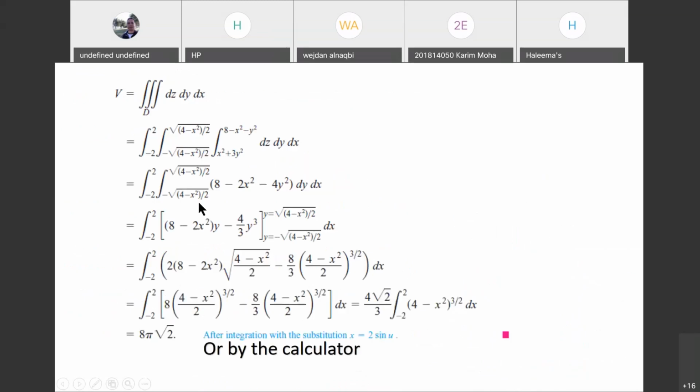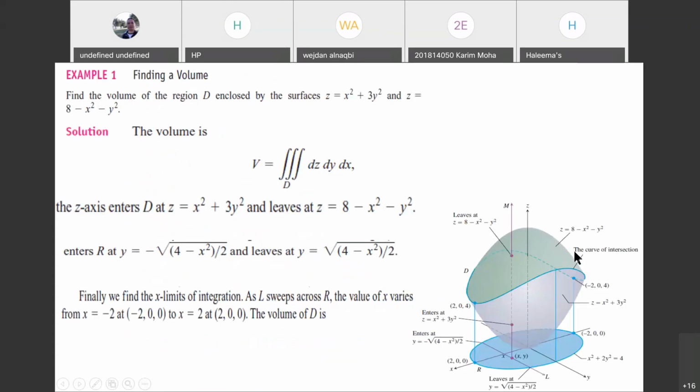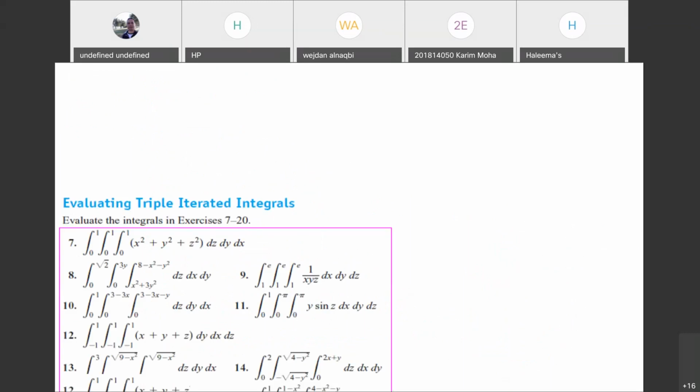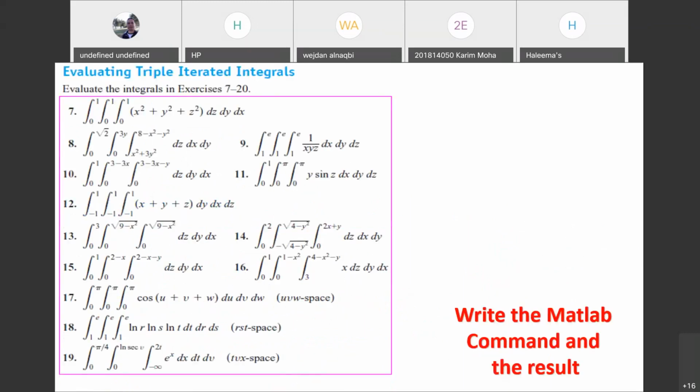Yes, I go through this one. I got the answer. This gives me the volume of this surface, right? So if you fill this surface with any kind of liquid, you will get this amount of the liquid, right? We got some questions here.